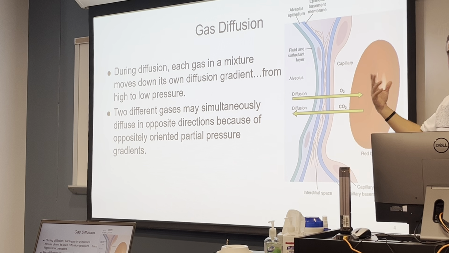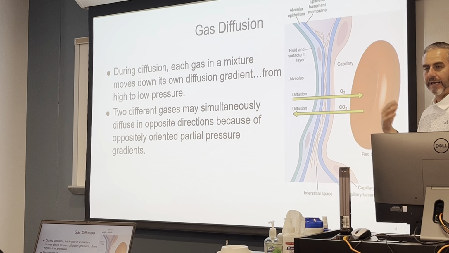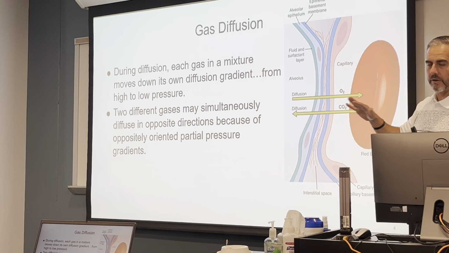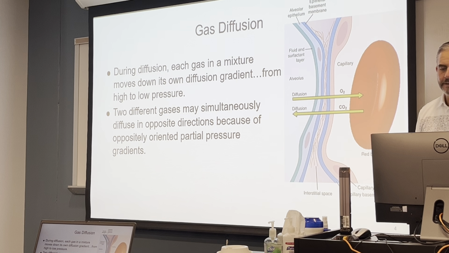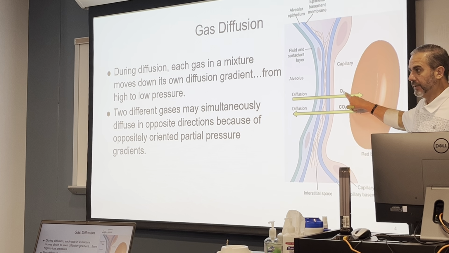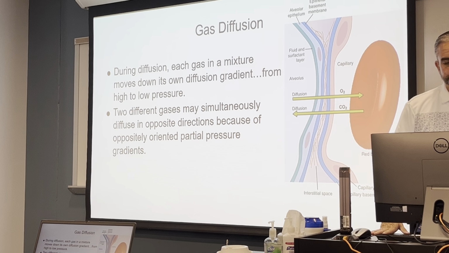The neat thing, or nice thing, I guess, about these gases diffusing is it can all happen at the same time. As oxygen is moving in, carbon dioxide is moving out. It can all happen simultaneously based on each gas's own partial pressure and that partial pressure gradient between those two gases.